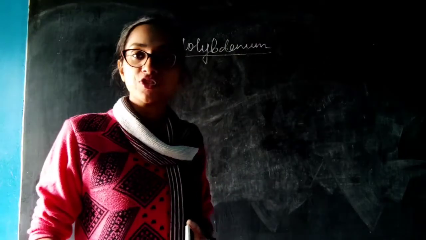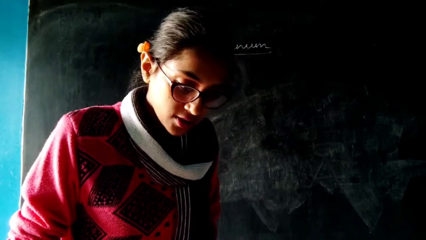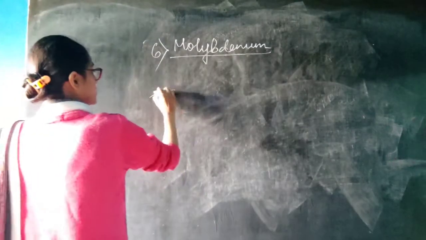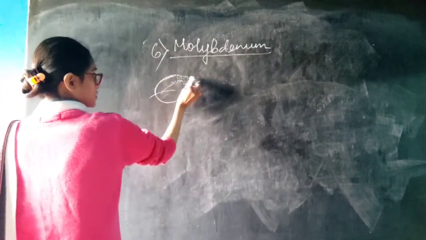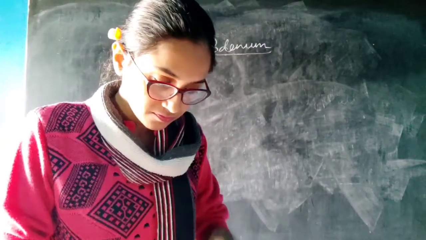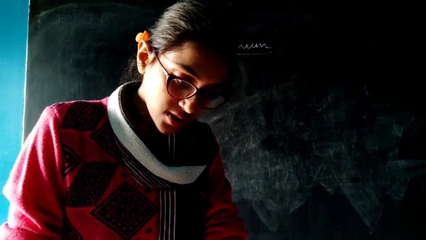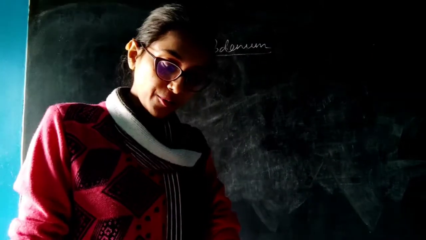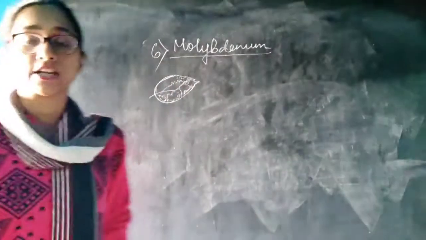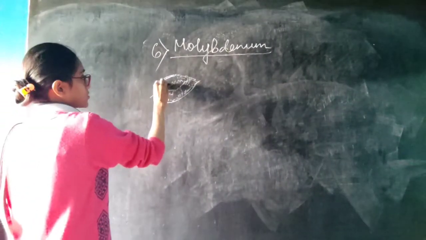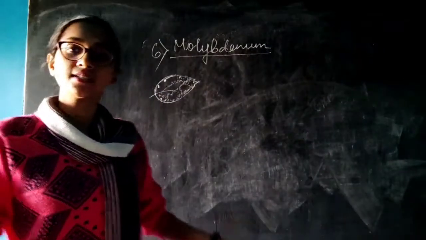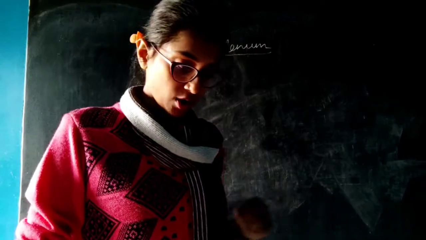Now, what is the deficiency symptom of it? It causes stoppage of development of the leaf blade. Leaf blade means the lamina. Apart from this, chlorosis of leaves takes place. Flower formation is inhibited. Marginal necrosis may occur. Marginal necrosis means necrotic spots at the marginal areas. So these are the deficiency symptoms of molybdenum.